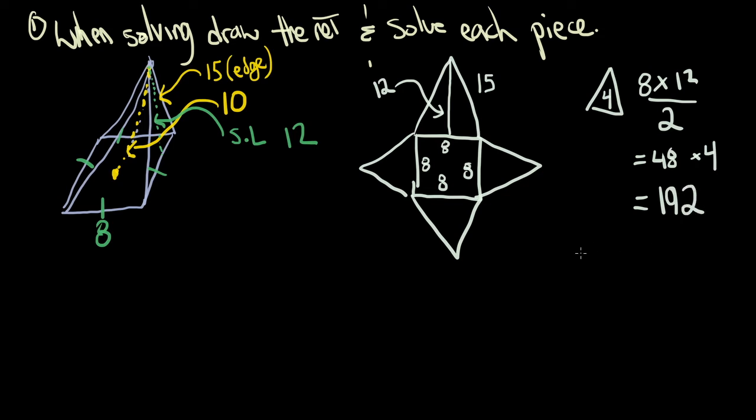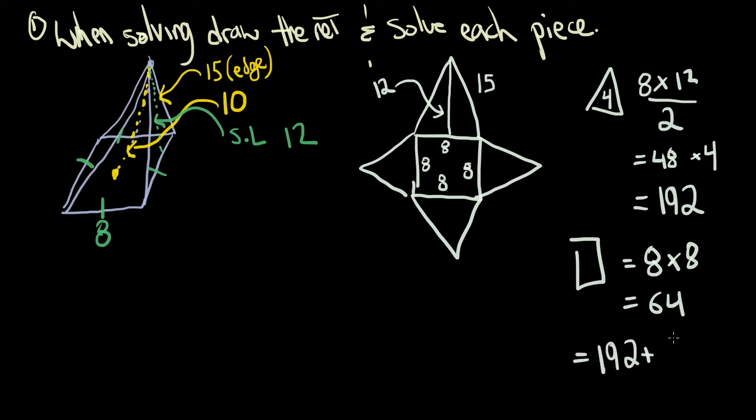Cool. And we also have this 8 by 8, which is going to give us 64. Then we're going to add 192 plus 64. And I always find, whenever you're doing pyramid questions, it takes a super long time. But when you finish it, you feel really accomplished.